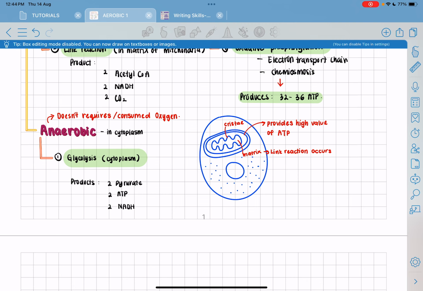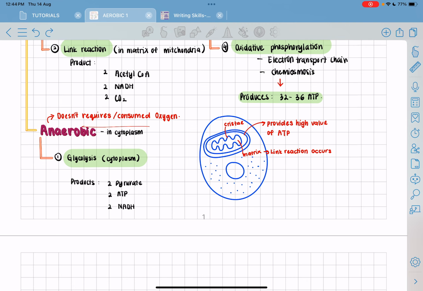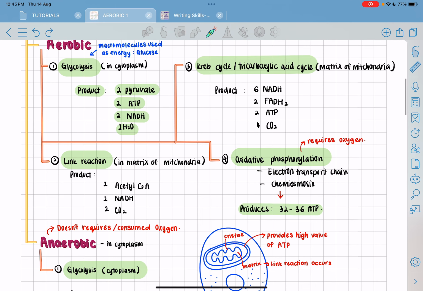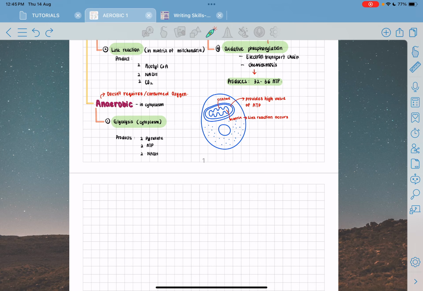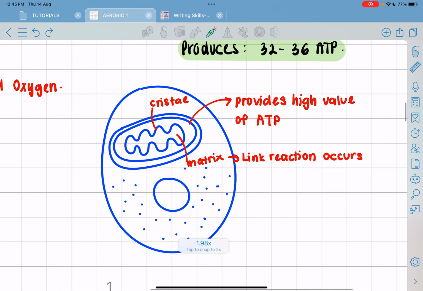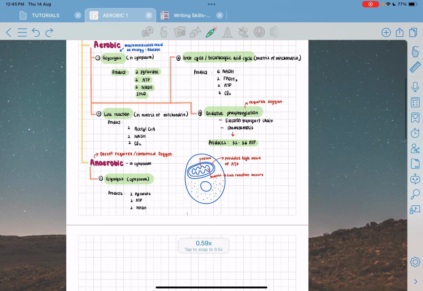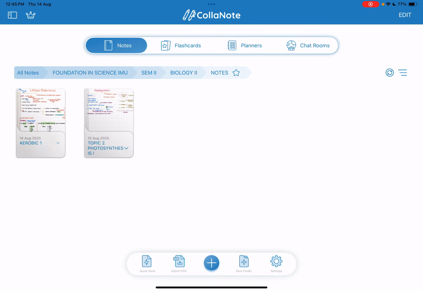Anaerobic is basically does not require what? It does not require or does not consume oxygen lah. Okay. It happens in the cytoplasm, and then we have glycolysis only. Okay. This one later you do lah. Okay.